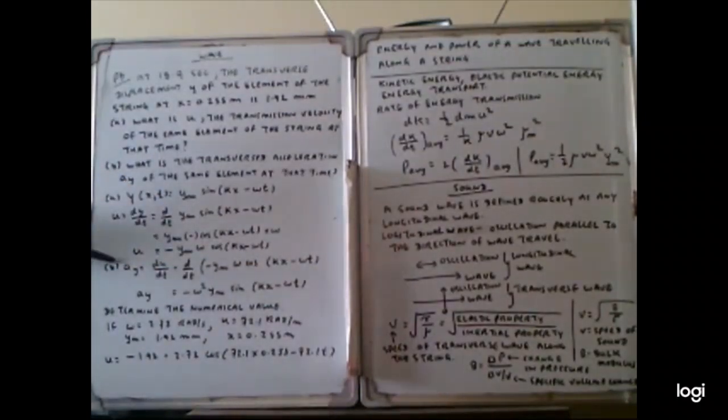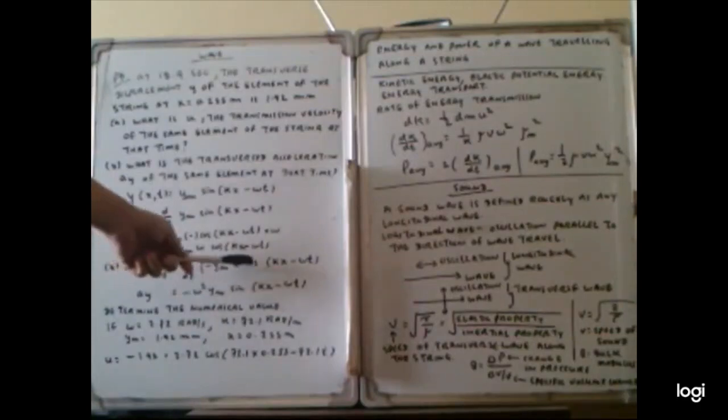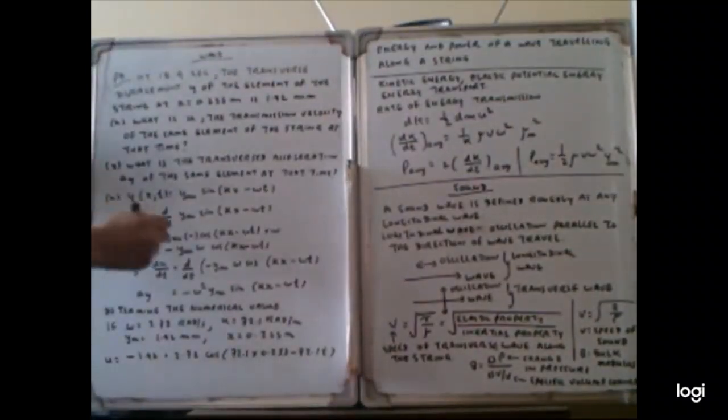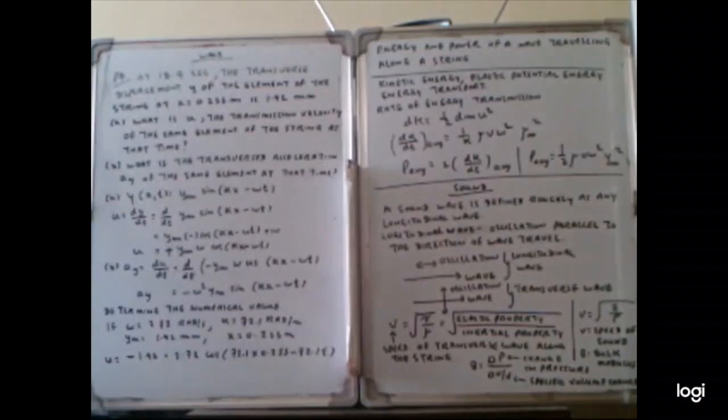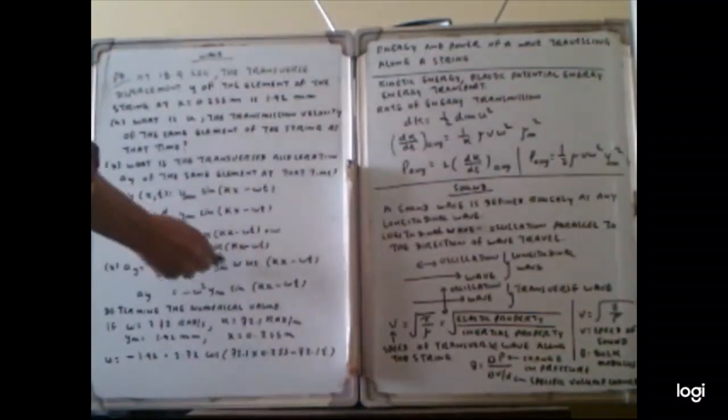In the meantime, the acceleration is the differentiation of the velocity again. So d by dt of minus omega ym cos(kx minus omega t). In the differentiation of cos, you get the minus.